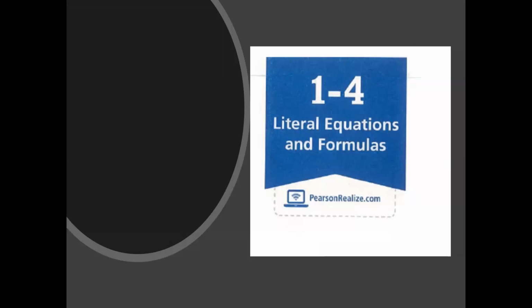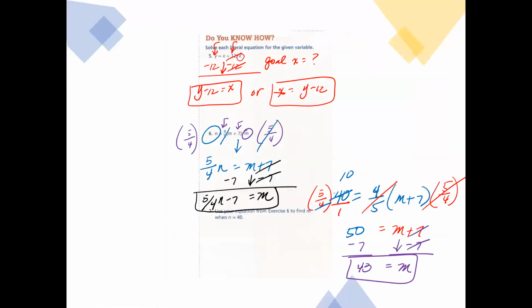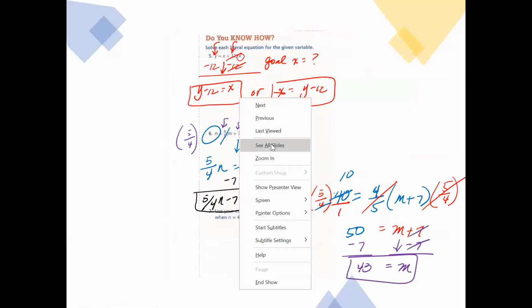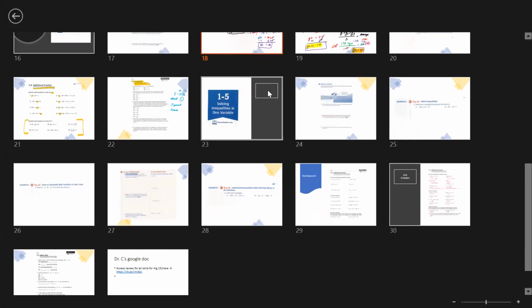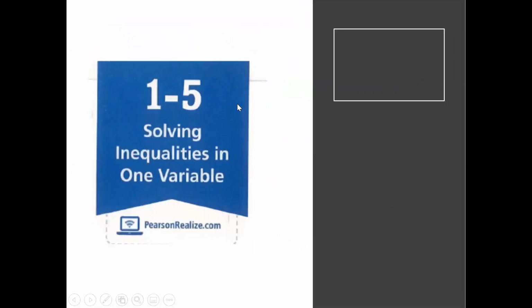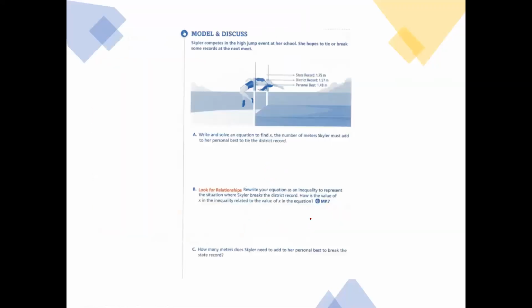Today we're going to go over 1.4, which is going to be on literal equations and formulas. Actually, I take that back. We're not. We're actually going to be going on to 1.5, which is going to be on solving inequalities in one variable. Now, if you remember what inequalities are, they are the ones with the signs that look like this: less than, greater than, less than or equal to, or greater than or equal to. So that's what we're going to be talking about today.